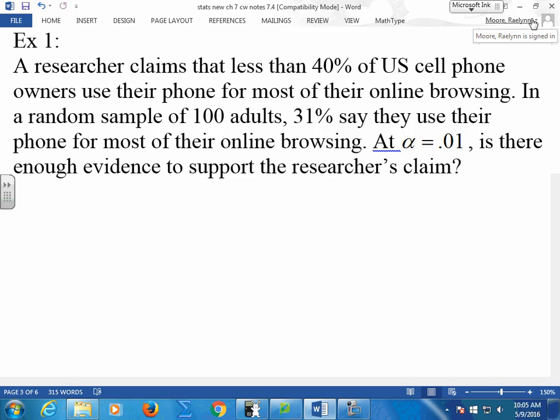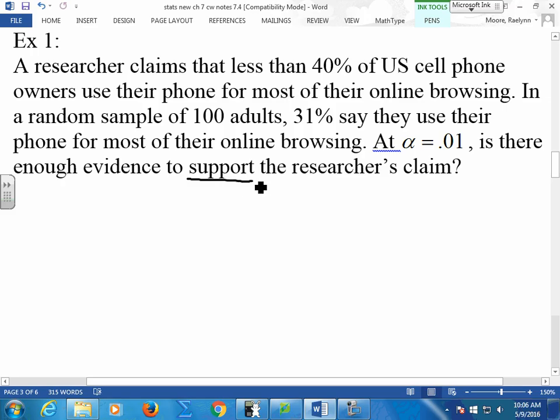So let's take a look at a couple examples. A researcher claims that less than 40% of U.S. cell phone owners use their phones for most of their online browsing. In a random sample of 100 adults, 31% say they use their phone for most of their online browsing. At a level of significance of 0.01, is there enough evidence to support the researcher's claim?